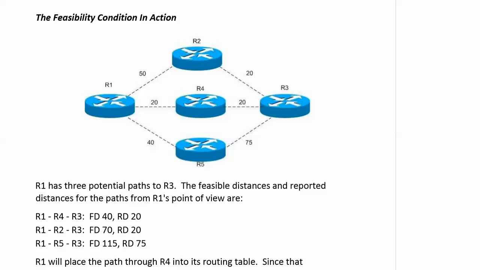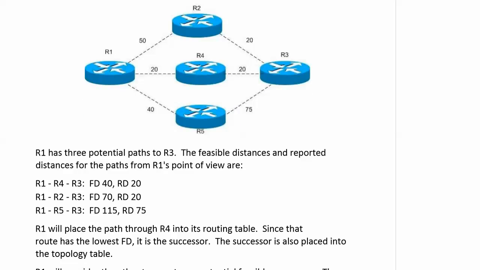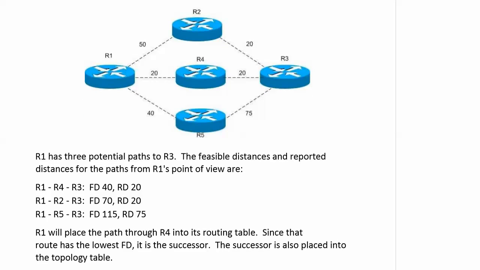Now we would look at these and say, okay, is each route going to be a successor, a feasible successor, or neither? Well, R1 is going to put the path through R4 into its routing table because it has the lowest feasible distance. So that is our successor, and it would be put into the topology table. Now the router is going to consider, should I put these other 2 paths in my topology table as a feasible successor? Well, let's look at those and see what happens.